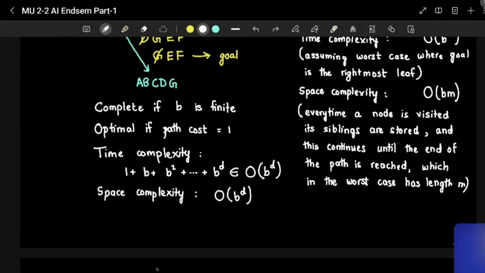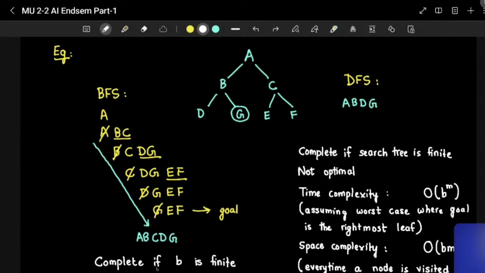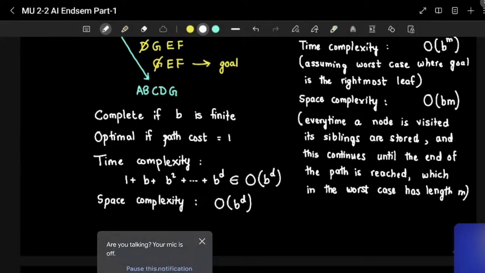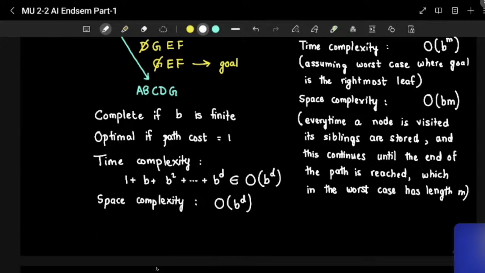Time complexity: how does BFS work? We start from the root node, then look at its children, and then their children, and so on. In the worst possible case, each node will have B children. So it goes 1 plus B, and then in the second level you'll have B square nodes. You keep adding, and that is how it becomes big O of B power D, where B is the max branching factor and D is the depth of the least cost solution. Space complexity in this case is the same as time complexity. That is BFS.